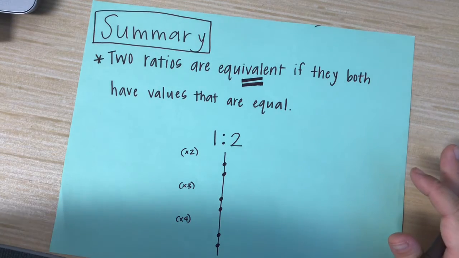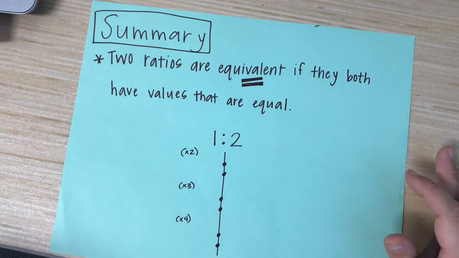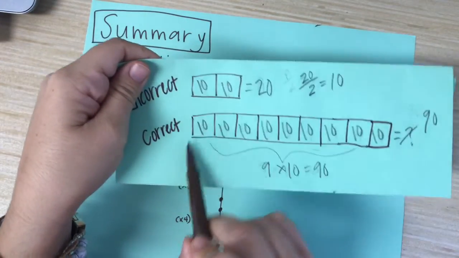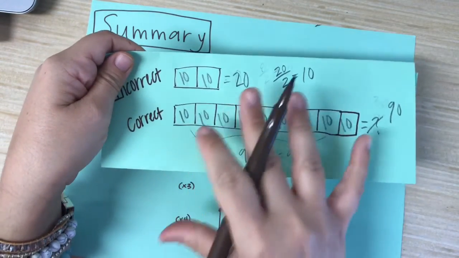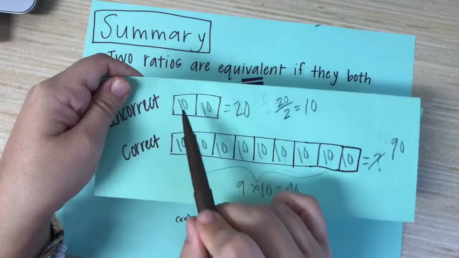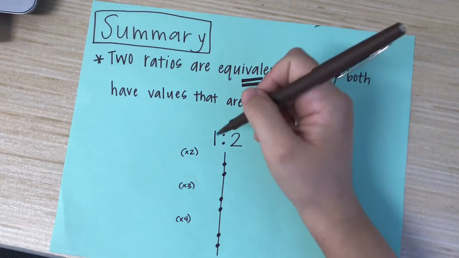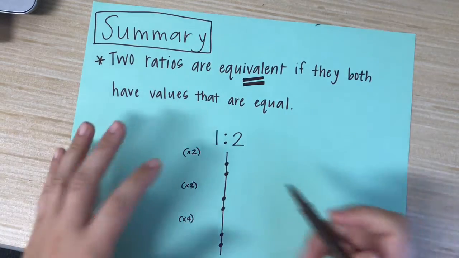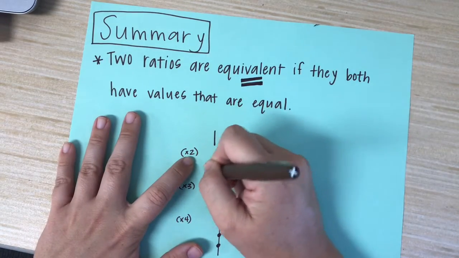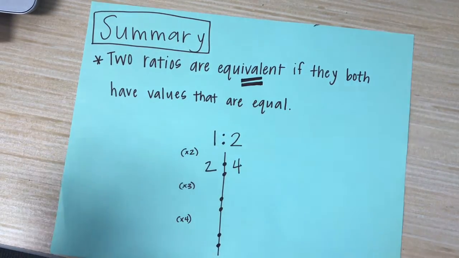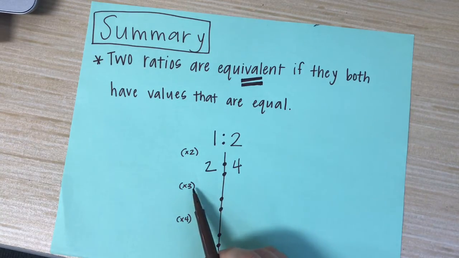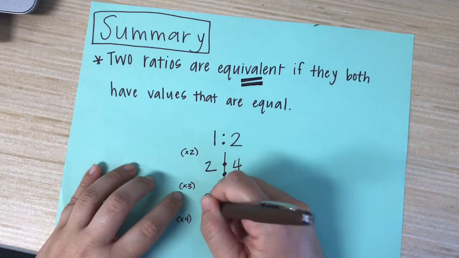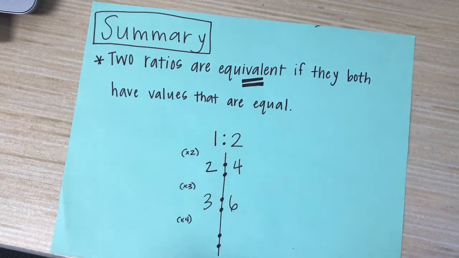Two ratios are equivalent if they both have values that are equal, meaning the structure of your tape diagram will not change, just whatever you're multiplying it by. So again, if I have a 1 to 2 ratio, I can multiply both sides by 2. 1 times 2 is 2. 2 times 2 is 4. Another equivalent ratio, I can multiply both sides by 3. 1 times 3 is 3. 2 times 3 is 6.